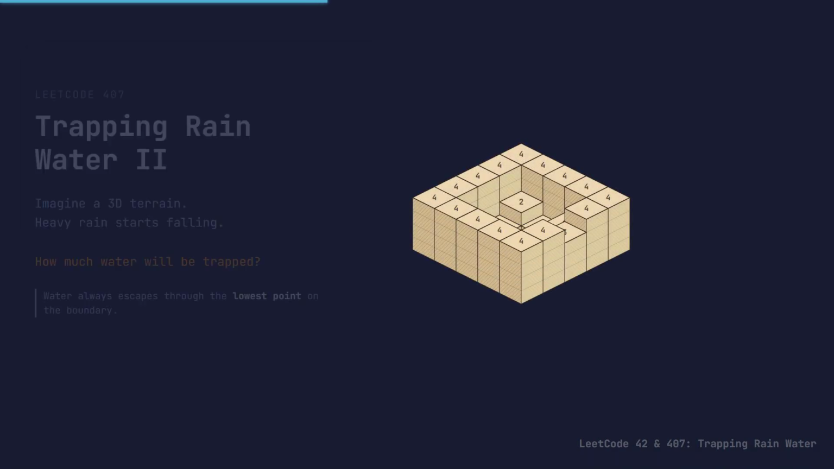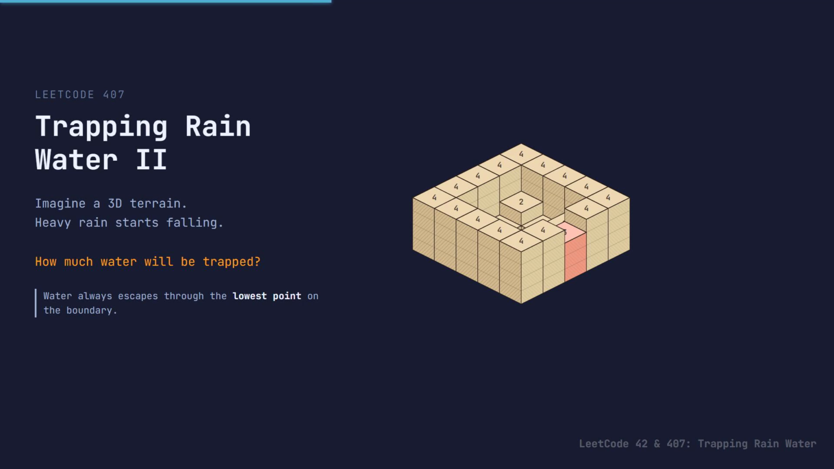Alright, but what happens when we move to 3D? In Trapping Rain Water 2, instead of a flat array, we get an m by n integer matrix. We still need to find the lowest boundary to determine our water level, but we can't do it as simply as the 2-pointer approach. Why? Because in a 3D grid, water doesn't just spill left or right. It can spill out of any of the 4 surrounding sides. A simple left-right approach falls apart instantly.